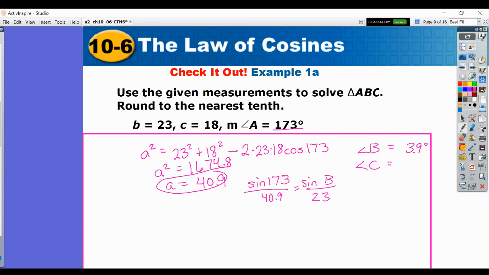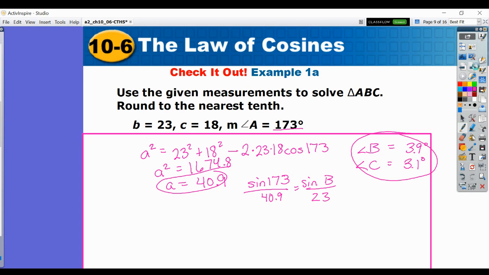It's got to be tiny. This is 173 and we only can go to 180. So it's very, very small. If angle B is 3.9, then I'm going to do 180 minus 173 minus 3.9, and I get 3.1. Should be slightly smaller because side C is slightly smaller than side B. And there we have our solved triangle, both missing angles and one missing side.